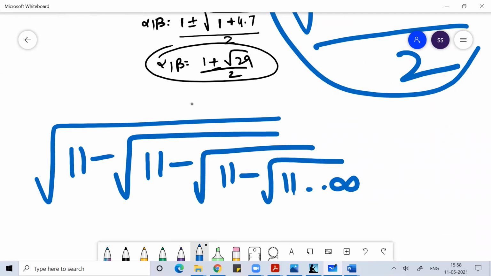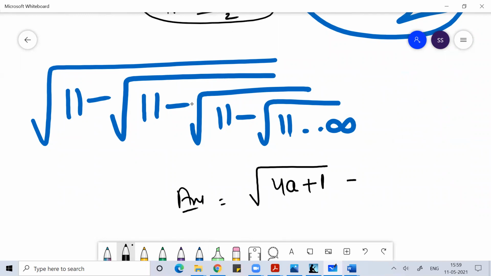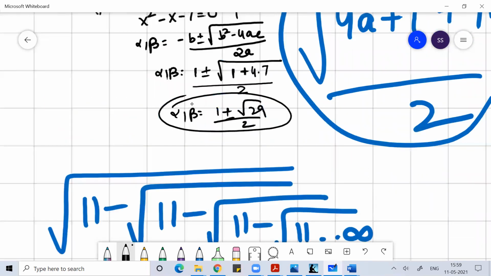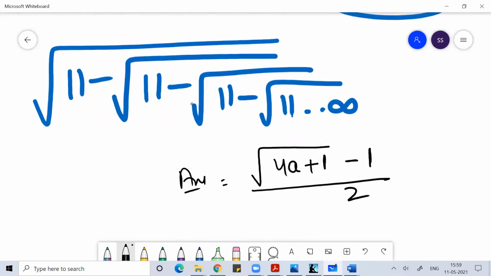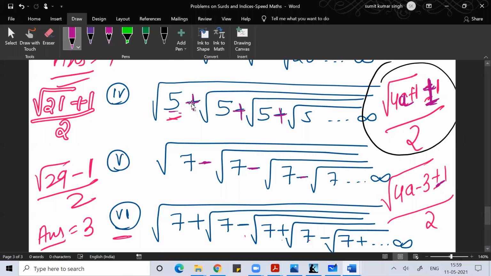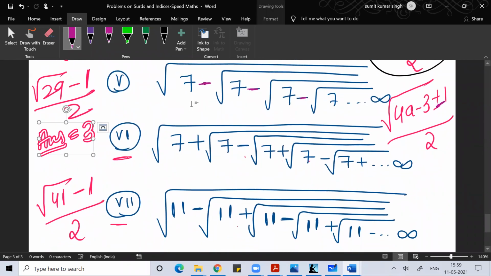Root 11 minus root 11 till infinity, the shortcut formula for this is root of 4a plus 1 minus 1 by 2. This is the shortcut formula. And if you have a sign like this, plus minus, can you see this plus minus? How will you do this plus minus?